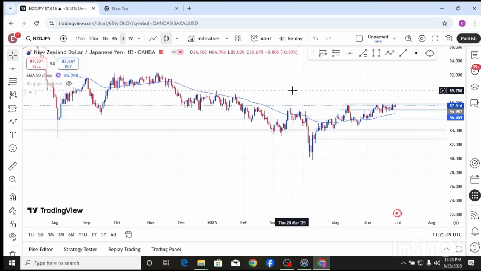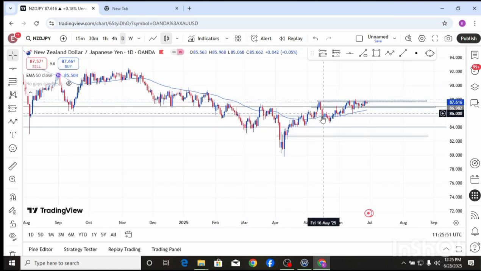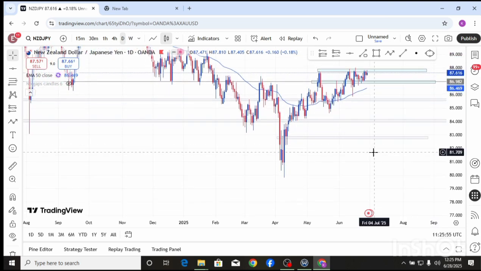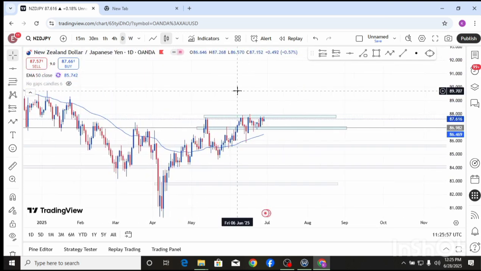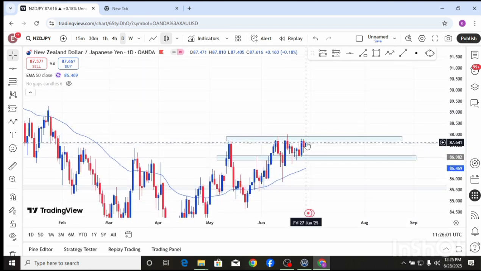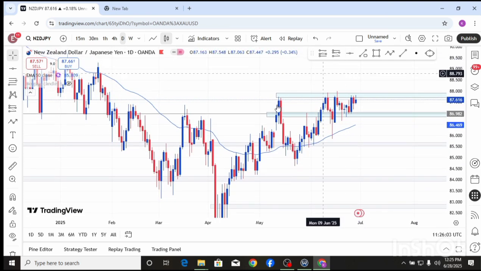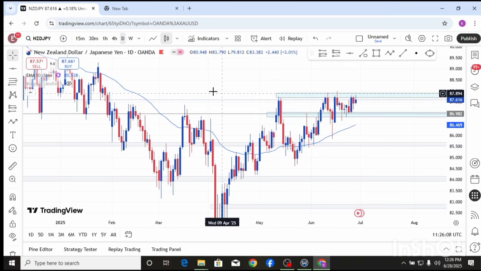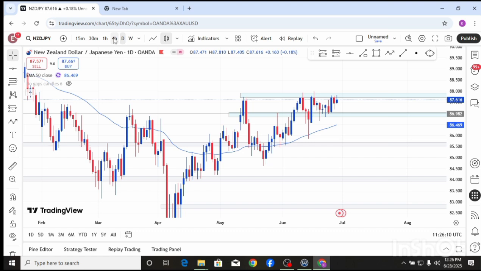So on the daily time frame, you can see the market continued bullish, and now it has reached a level of resistance which market is respecting currently, which is this level here. Whenever market comes here, it rejects, comes here, it rejects, comes here, it rejects. Now it's back there again.